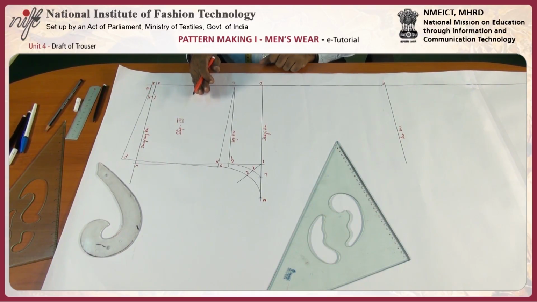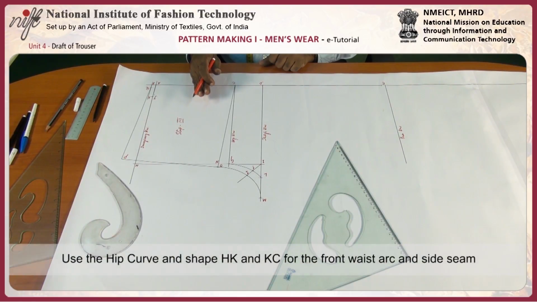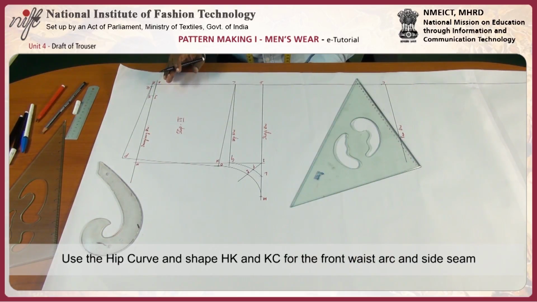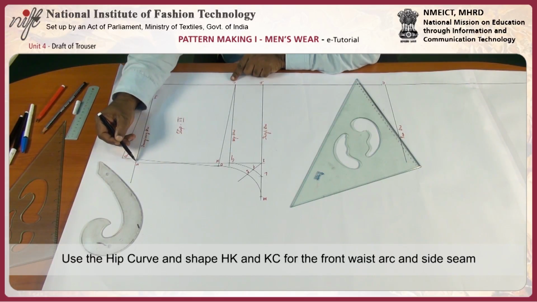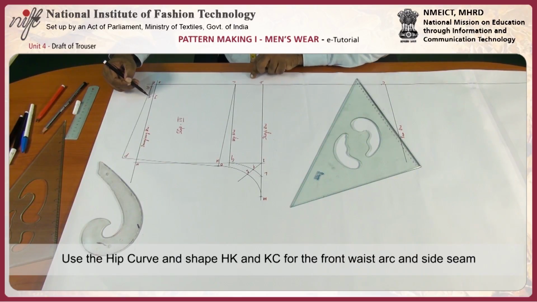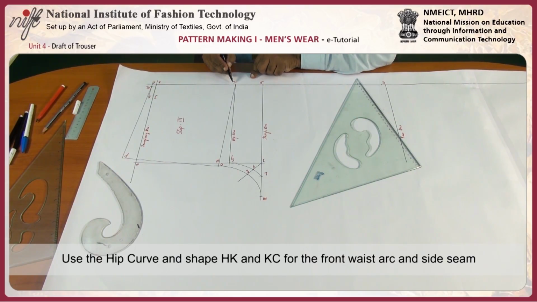Shape HK and KC using hip curve for front waist arc and side seam with the help of hip curve. Shape HK and KC using hip curve for front waist arc and side seam as shown.